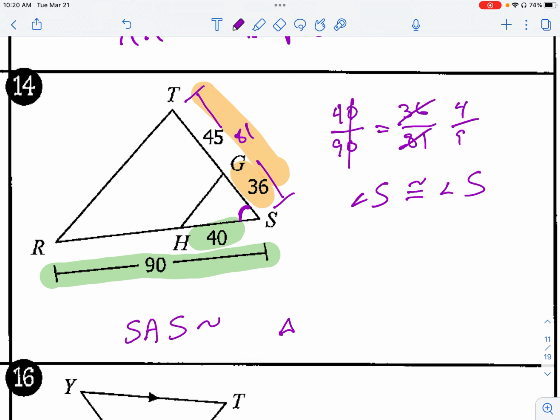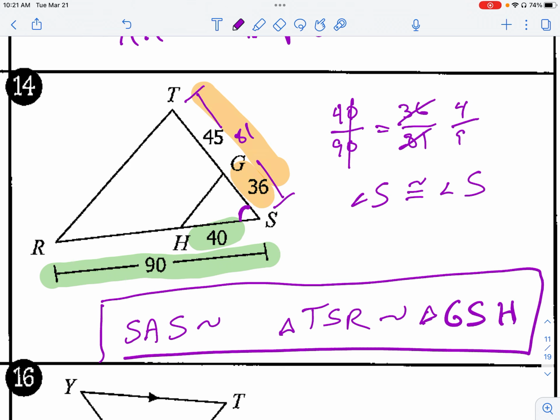And so let's name our triangles. Let's do TSR so we can get our similarity statement. So T, we're going to start with G, and then S with S. And of course, then all we have left is H to go with R. We are done.